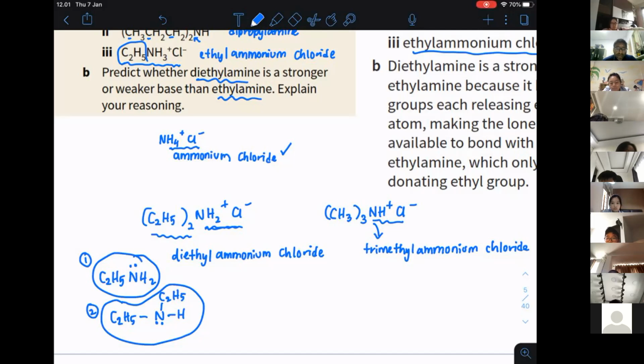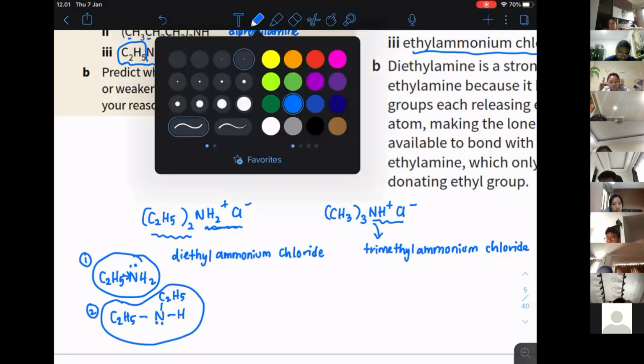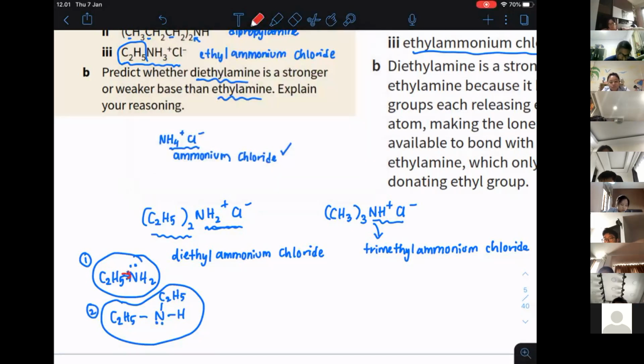Which one will be more available for bonding? C2H5 is an electron donating group. So if you have one electron donating group donated over here, or if you have two electron donating groups over here, which one will make the lone pair of electrons more available for bonding? Victoria? The first one, is it?